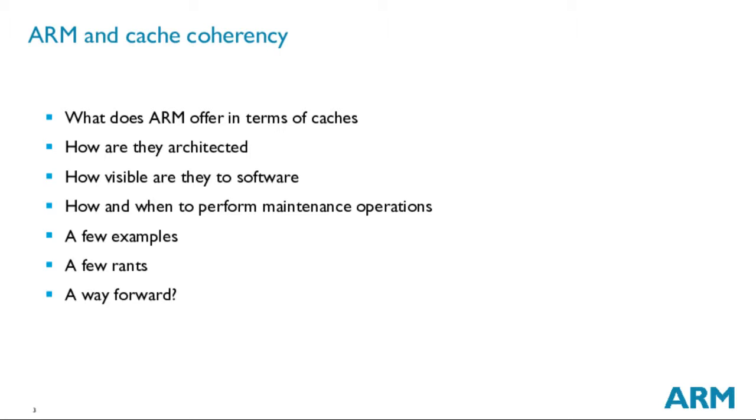I want to keep it as interactive as possible. So if you have questions at any point, please interrupt me. There's a microphone in the middle of the room. And yes, it's all about caches. What does ARM offer in terms of caches? How are they built, architected? How visible are they to software, or how invisible? What do we need to do with them when we do more or less nasty things? A couple of examples. Being the local Frenchman, I'm going to rant a lot. Can we get on with it?